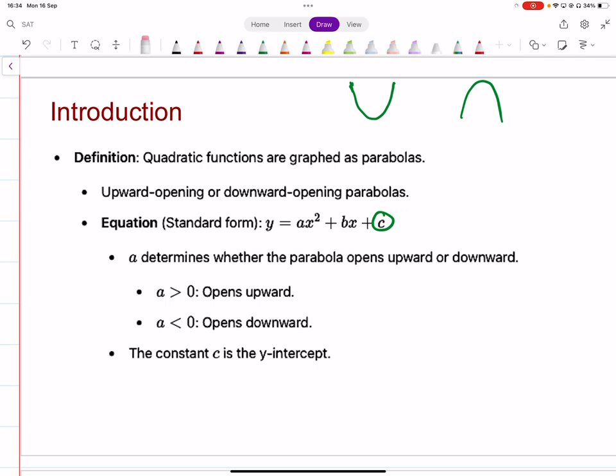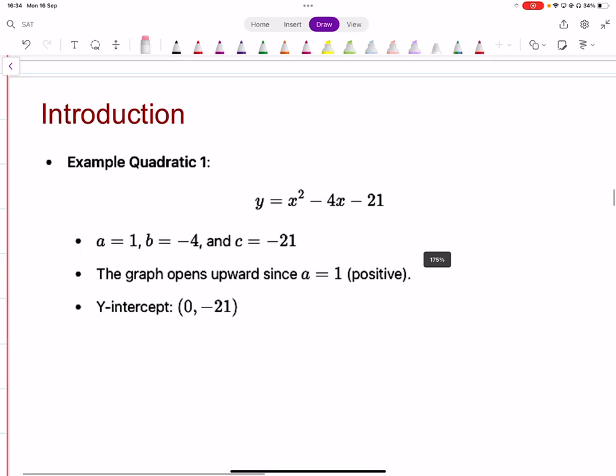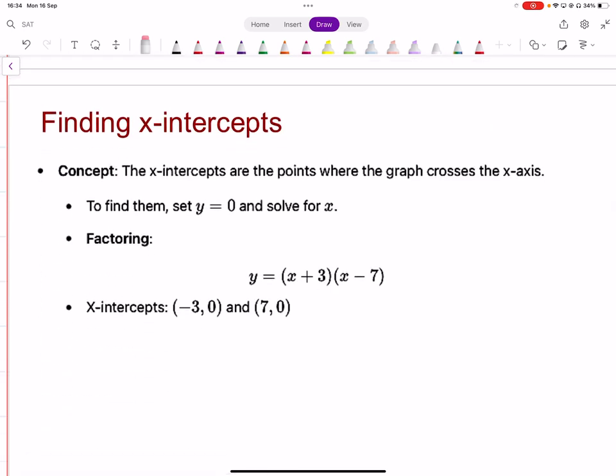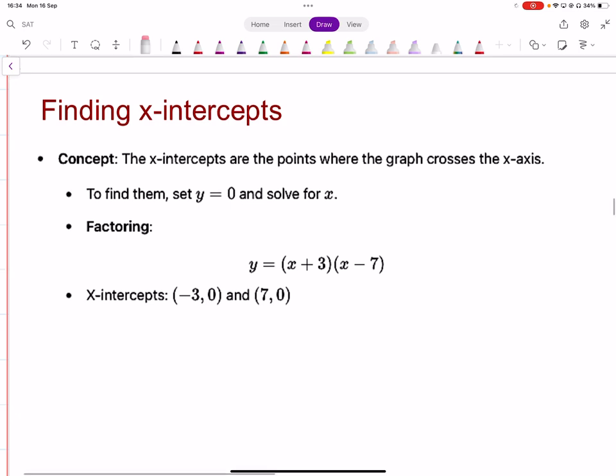You need to know how the graph looks. For instance, if you have this quadratic function, a is 1, b is -4, c is -21. Since the coefficient of x squared is positive, it's going to be like this. And since this constant term is -21, the y-intercept is (0, -21). Is that okay? All of you know this, right? Now, if you have to find x-intercepts, you put y equal to 0 and solve the quadratic equation like that. Again, you've seen this before.